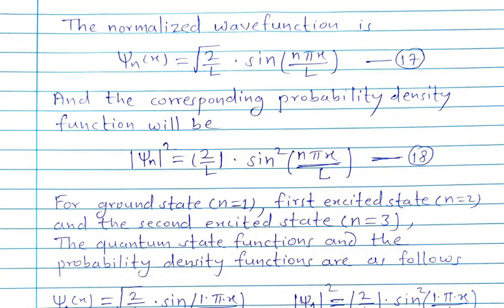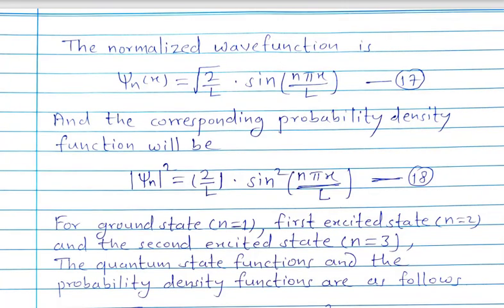if we try to find the probability density function, then we have to take the mod psi squared for this state function. Then mod psi n of x squared comes out to be the square of the square root term. It means it is 2 by L times the square of this sine function, sine squared n pi x by L. So this equation number 18 is the equation for the probability density function of the particle.